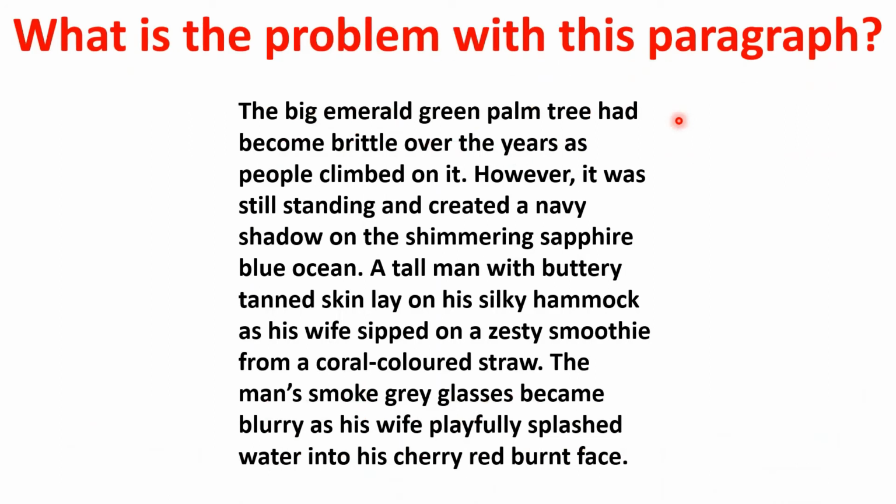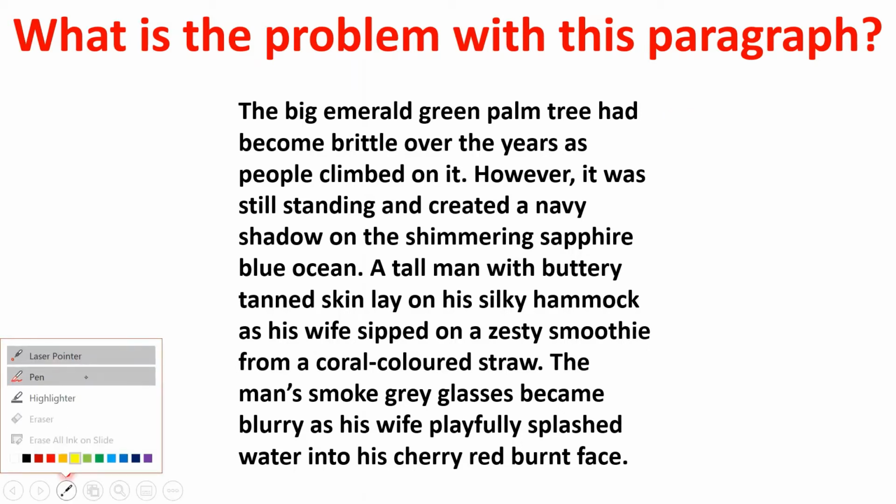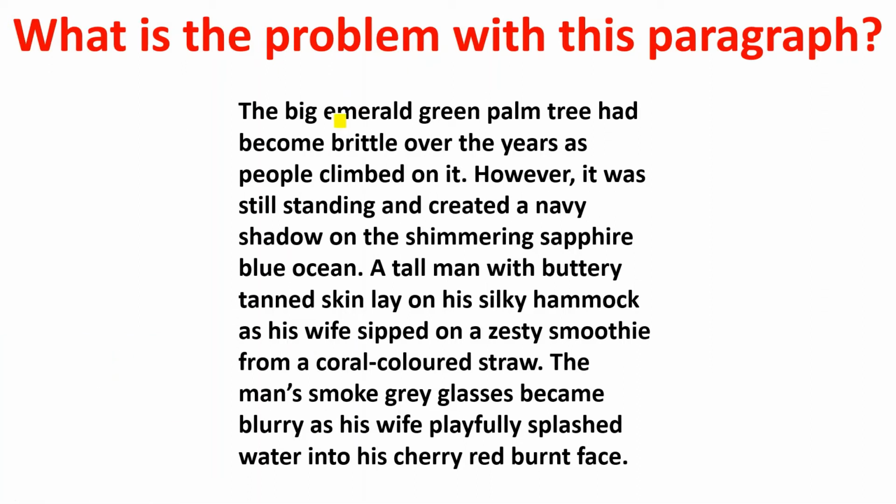What is the problem with this paragraph? In terms of vocabulary, what is the problem with this paragraph? Have a think for a second. Okay, the problem with this paragraph is that it overuses sensory and colour vocabulary. So we have emerald green, brittle, navy, shimmering, sapphire blue, buttery tan skin, silky, zesty, coral coloured, smoke grey, blurry, cherry red. There are too many pieces of vocabulary in here.